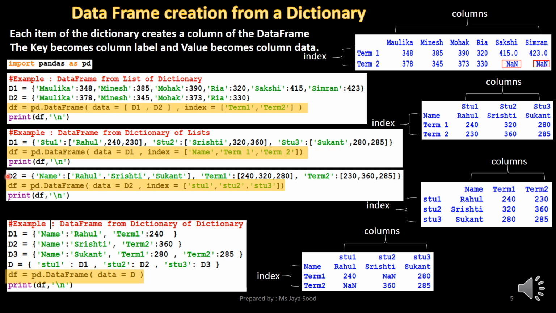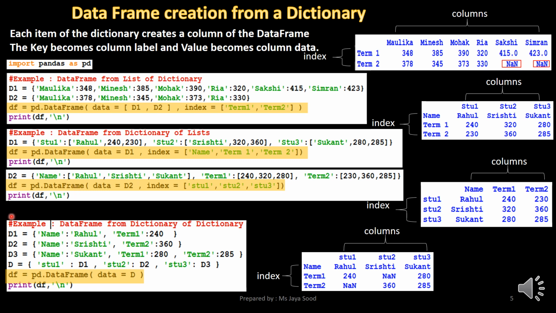In the next example, D2 is again a dictionary of lists. The key is name and the list of names Rahul, Srishti and Sukant is its value and so on. df is the data frame object which is now created by passing the dictionary D2 as the data and a list of labels as the index. The dictionary keys name, term 1 and term 2 will make the column headings now. And the list values will make the column data. The row labels are stu1, stu2 and stu3 as specified.